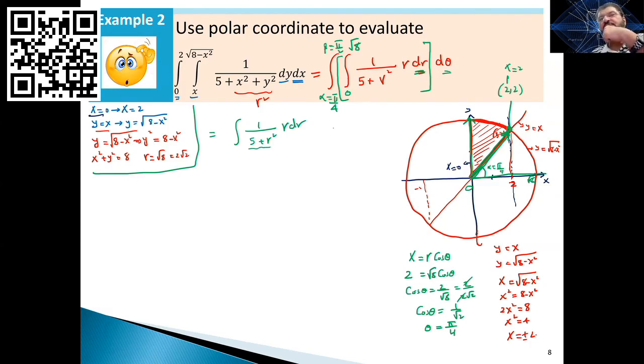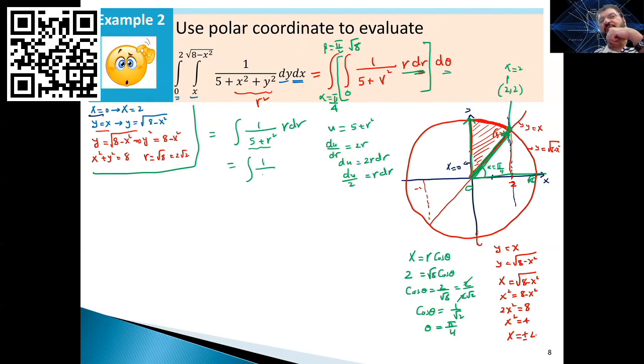Let's take the denominator and call it u. So 5 plus r squared is the denominator. So what's du over dr equal to? The 5 is 0, so you have 2r. Bring dr here, so du is 2r dr. I have only r dr, so divide by 2. There you are. So what's this integral going to be?